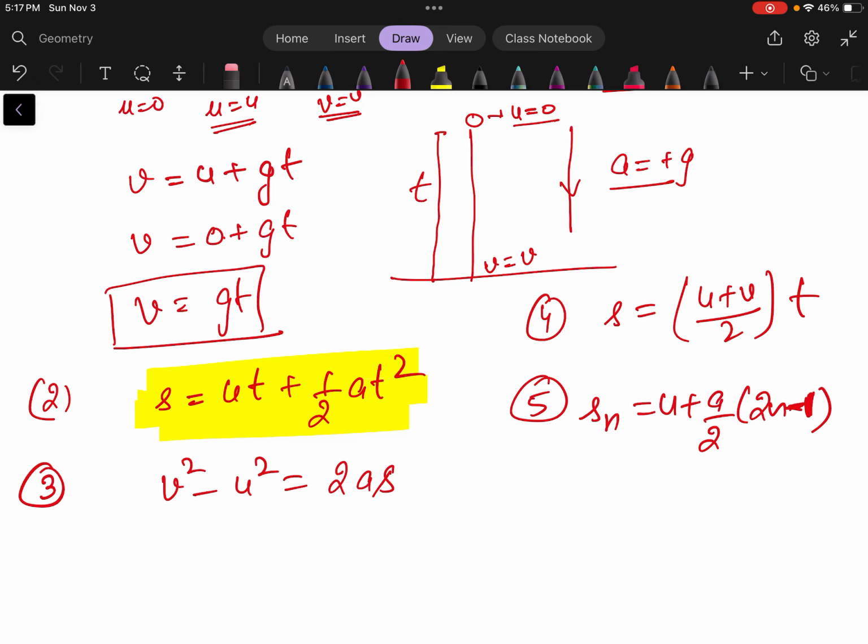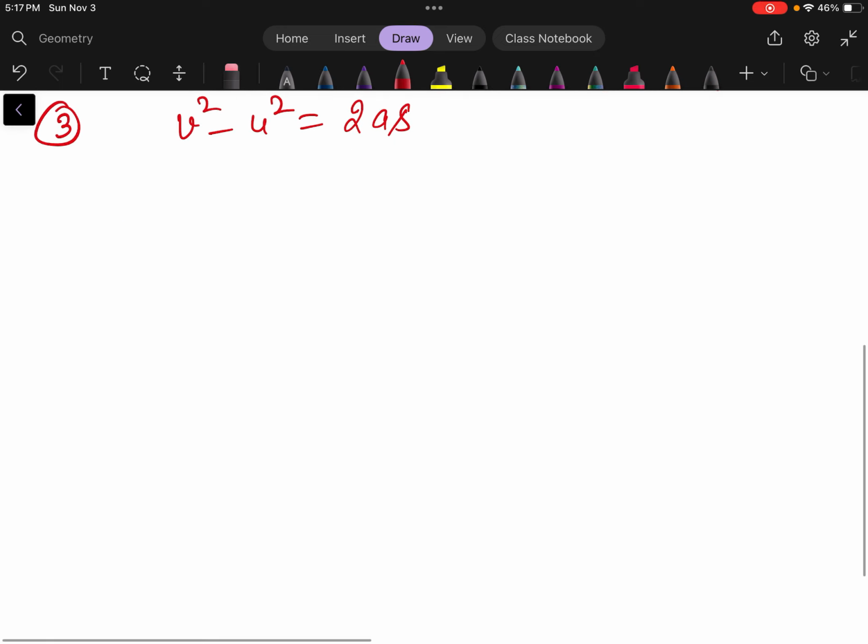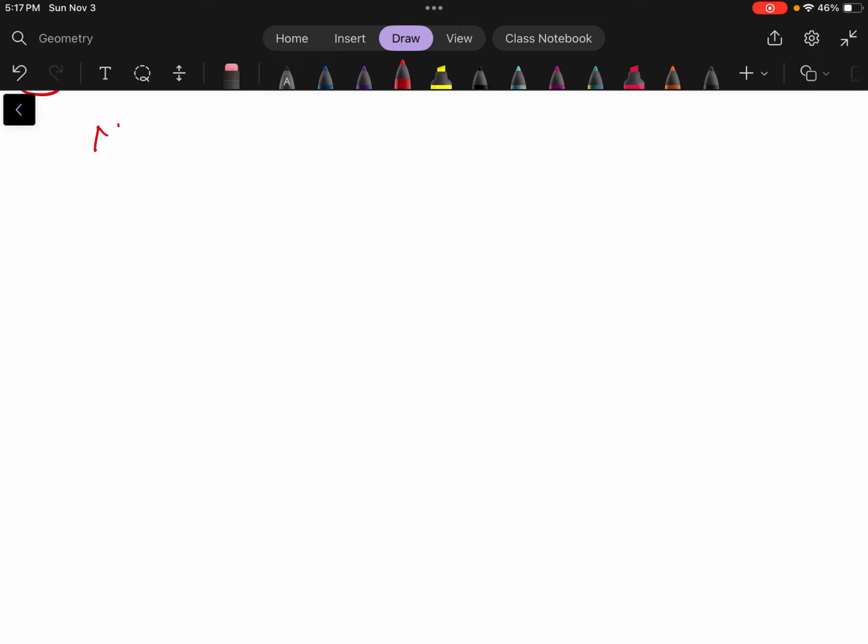Now we are going to start motion under gravity. So, motion in one dimension. Now we are going to start the discussion about how the motion takes place in one dimension.